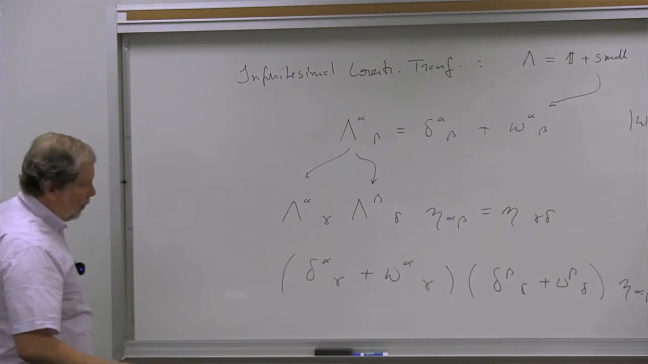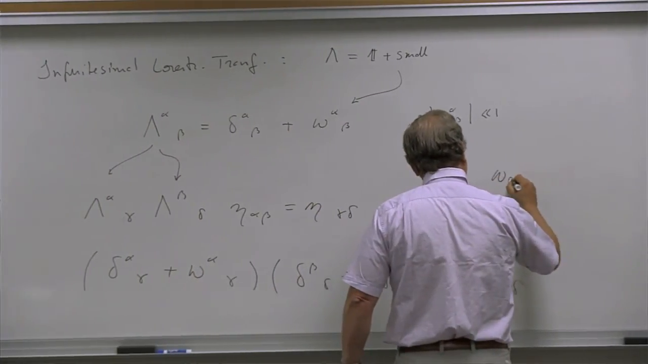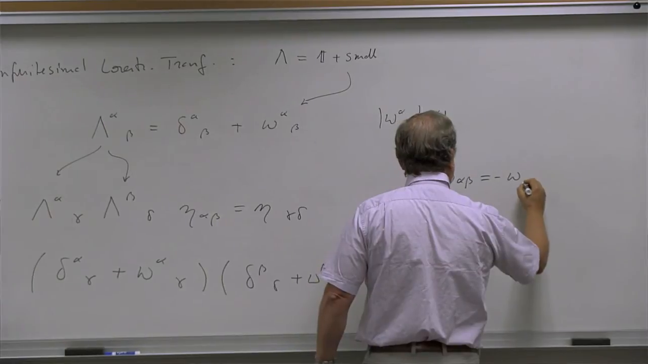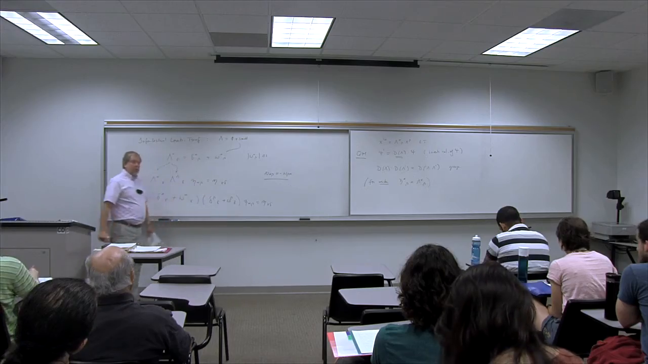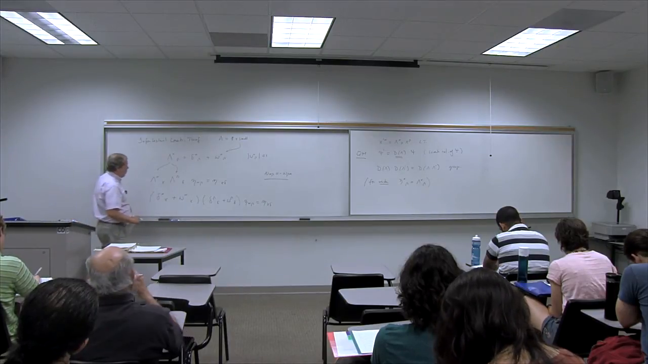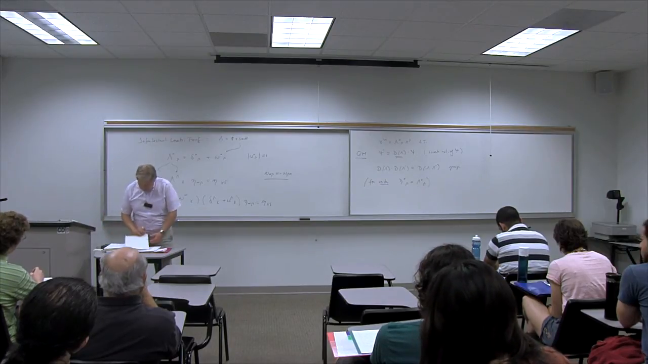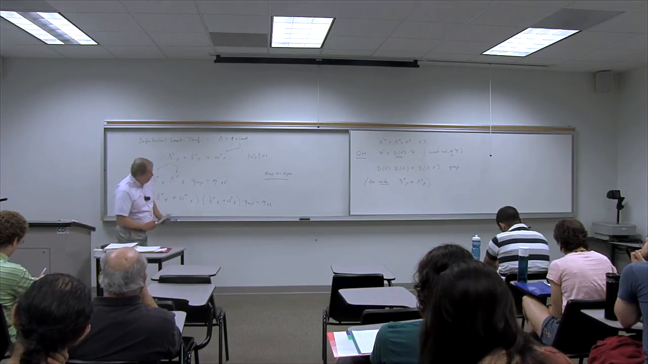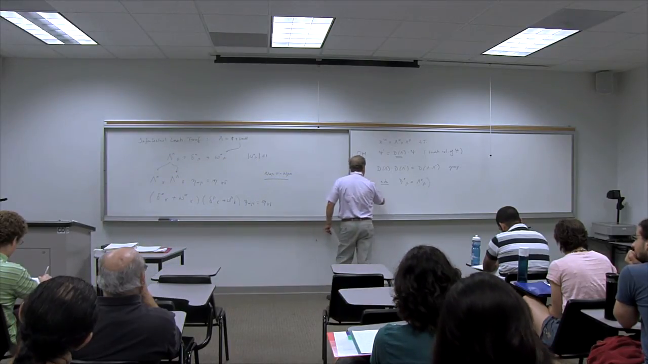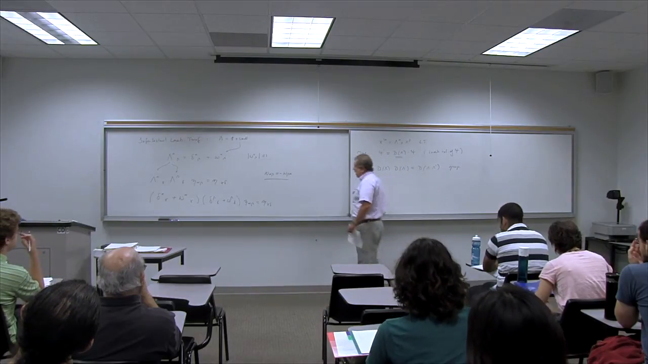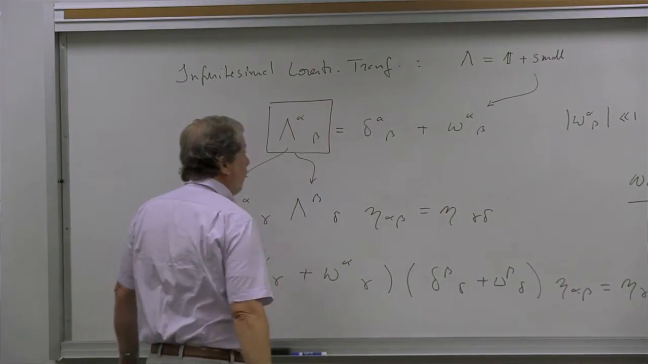Well, if you stare at it for a second, you can see that all this implies is that omega alpha beta is equal to minus omega beta alpha. That's all that implies. So these infinitesimal deviations from unity have to satisfy this constraint, so the omega has to be an antisymmetric matrix. And so that was for the lambda.